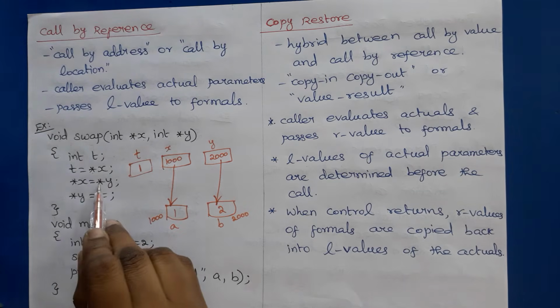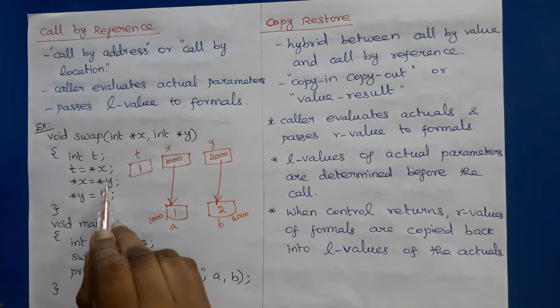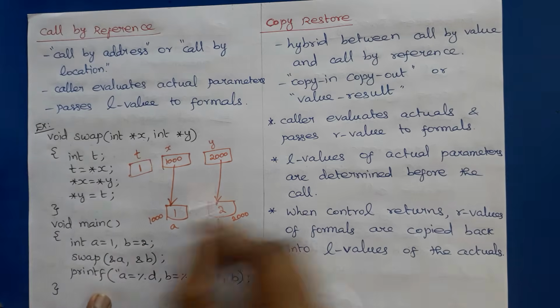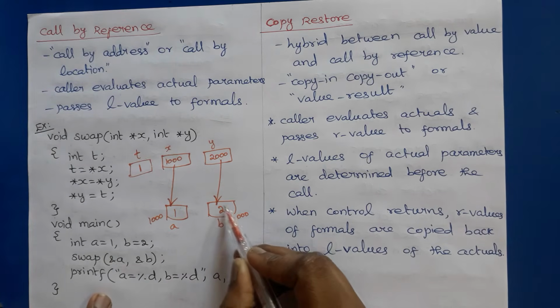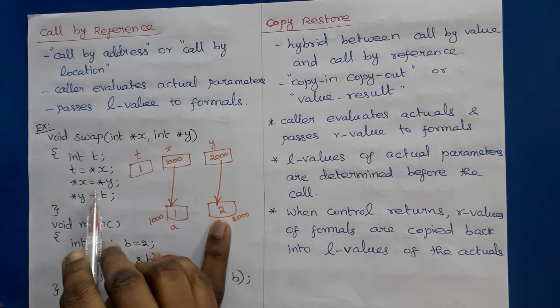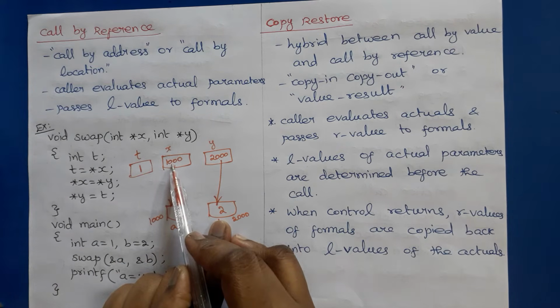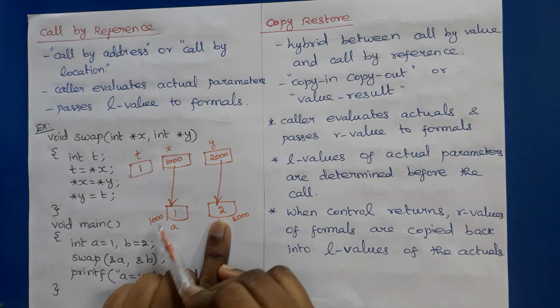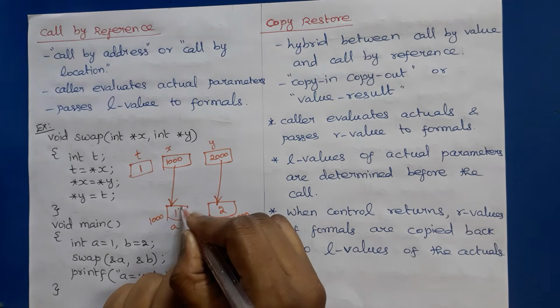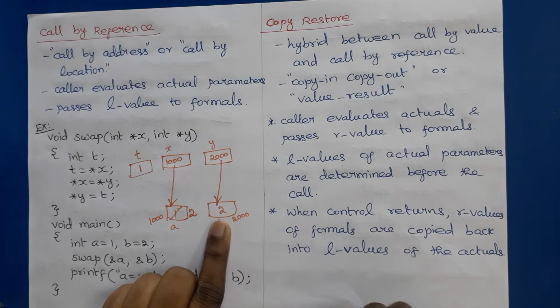Then star x equal to star y. So first, what is star y? Y is 2000. Star y means value at 2000 is 2. So this 2 is assigned to star x. X means 1000. Star x means value contained in this location. So this 1 is replaced by 2.